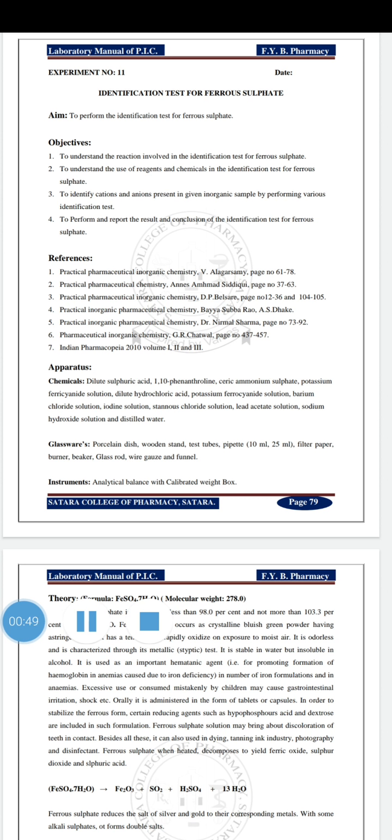Then chemicals: dilute sulfuric acid, 1,10 phenanthroline, ceric ammonium sulfate, potassium ferricyanide solution, dilute hydrochloric acid, potassium ferrocyanide solution, then barium chloride solution, iodine solution, stannous chloride solution, lead acetate solution, sodium hydroxide solution, and distilled water are used for this identification test of ferrous sulfate.